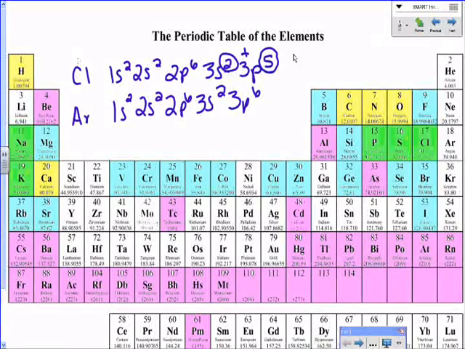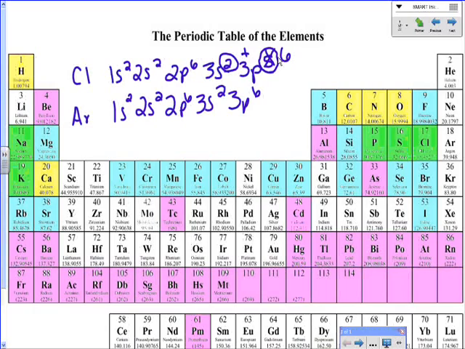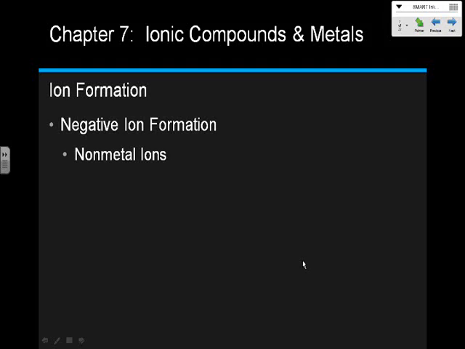Now, since it's got 7 on its outer layer, it just needs 1 to be happy. And it would rather try to find 1 than try to lose those 7. So once it finds that extra electron to take in, this is going to change to 3p6. And if you'll notice, the electron configuration now matches argon. Again, chlorine does not turn into argon. It just takes on its electron configuration, so it's able to act stable and act like a noble gas.